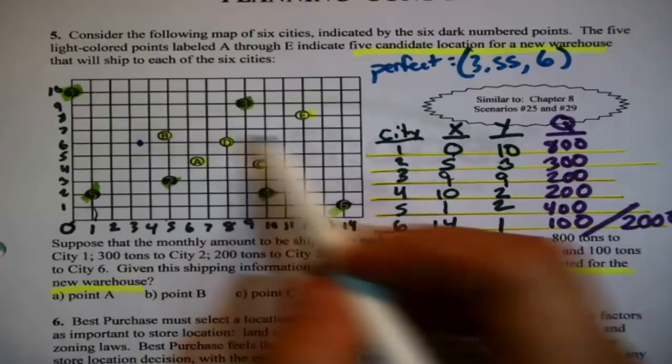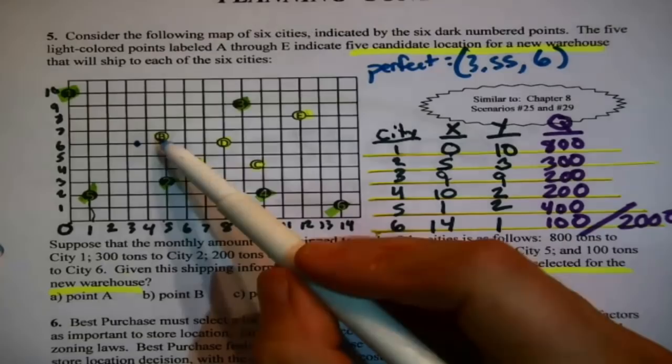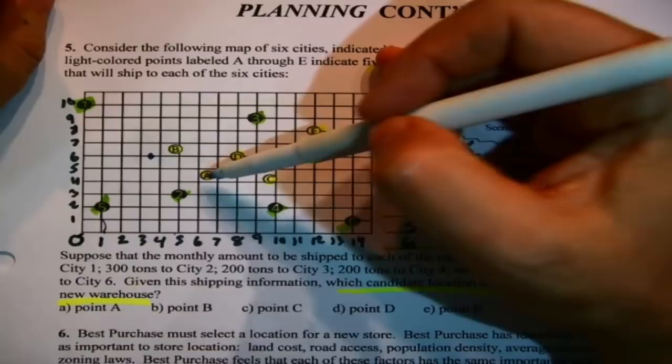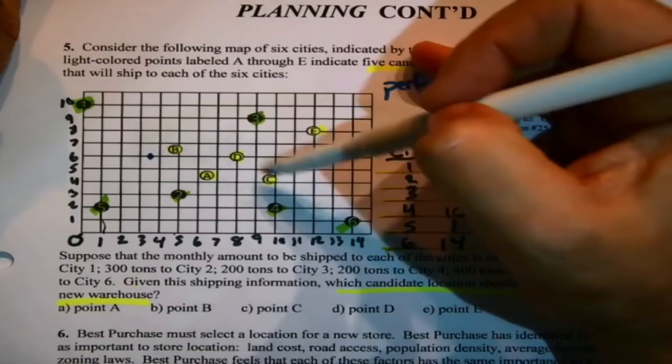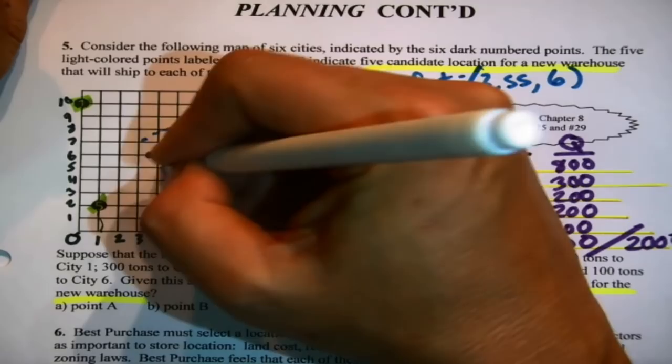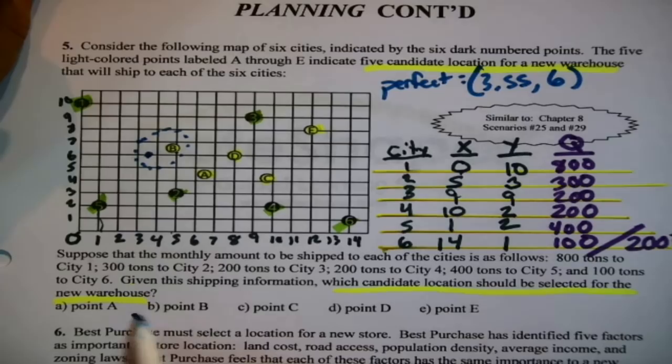Well, there's no point A, B, C, whatever there. But they're saying that, and this is a more realistic application of center of gravity. This is where they have options to actually rent a warehouse. Okay, so given that there has to be at one of these 5 points, and that's the absolute perfect point, which one's closest? Which one would you recommend based on this information? Well, it would be that one. It would be B. There. So, answered. Center of gravity.